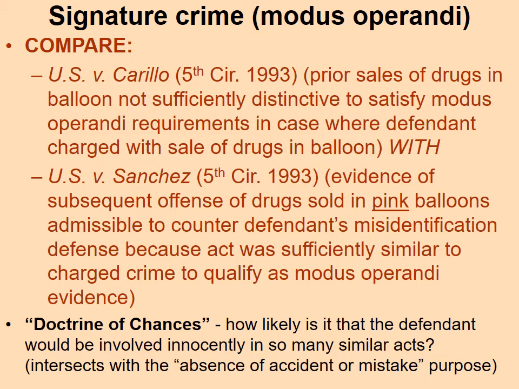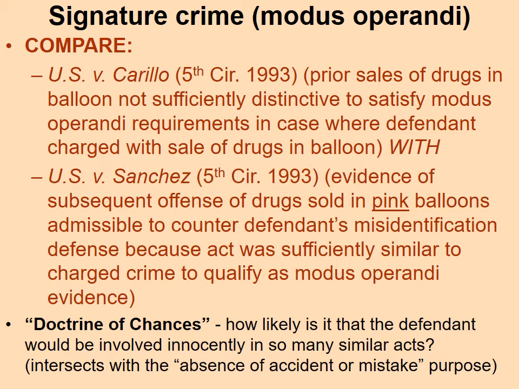But I do have on the slide a similar Fifth Circuit case from the exact same year, actually, in which the appellate court upheld modus operandi signature crime evidence that the defendant sold his drugs in pink balloons. So the Fifth Circuit said, look, just selling drugs in balloons held in the seller's mouth is not distinctive enough to be modus operandi signature crime evidence. But if the defendant only uses pink balloons for his drugs, that was found to be distinctive enough for admission.